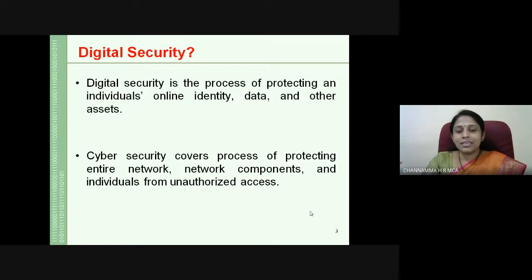So cyber security is the process of protecting entire network components and individuals from unauthorized access. Which one do you think is the broader one? Cyber security is the broader one, right? Because we are human beings and we are social animals. We cannot live alone like tigers and lions. So we have to be in a group. We have to live in a society, isn't it?